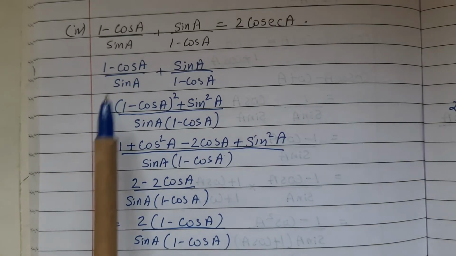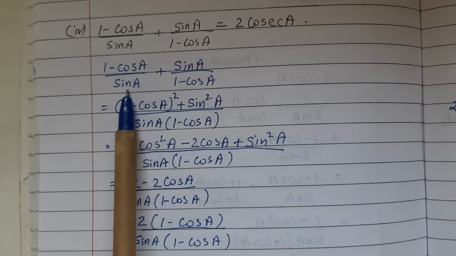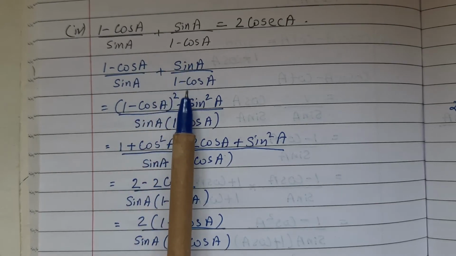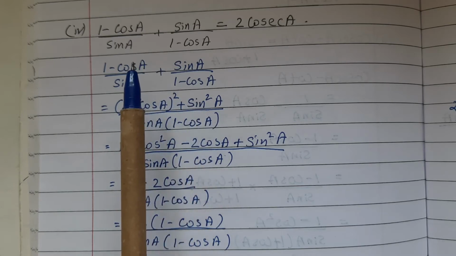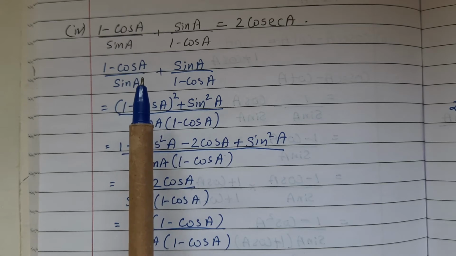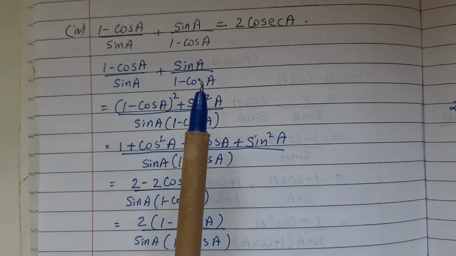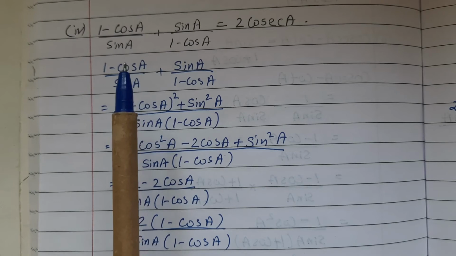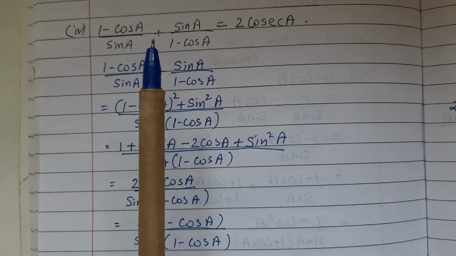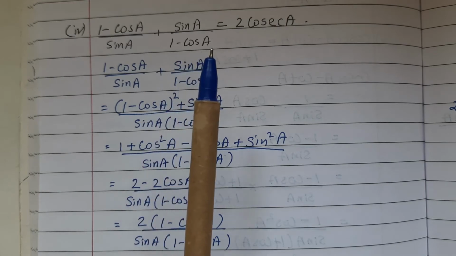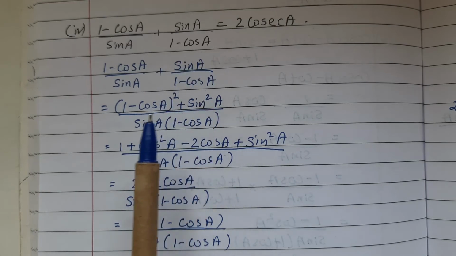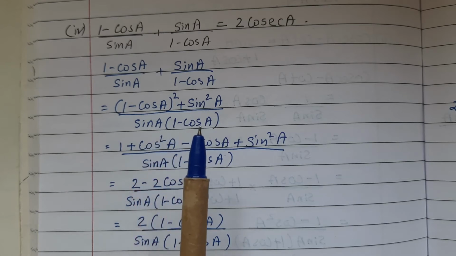Fourth part. 1 minus cos A upon sin A plus sin A upon 1 minus cos A. LCM of the denominator will be sin A into 1 minus cos A. Therefore, multiply and divide this term by 1 minus cos A. Multiply and divide this term by sin A. Therefore, numerator will be 1 minus cos A into 1 minus cos A, 1 minus cos A the whole square plus sin A into sin A, sin square A, upon denominator sin A into 1 minus cos A.